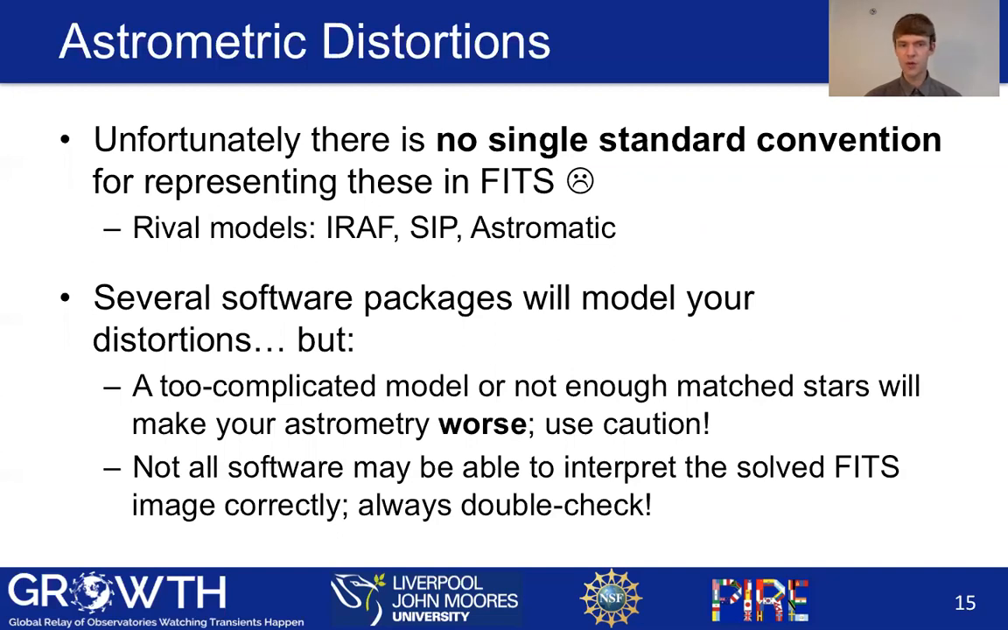Most astronomers will rely on advanced software packages to do this, but you should always be careful when running them, because if the model that is being used is either too complicated or not complicated enough, this can actually make the astrometry worse than it is in a linear solution only. So always be careful. And always be aware that, because of these different conventions, some software may not be able to interpret the solved image that you produce. So again, always double check that these terms are actually being applied before relying on this for your science.